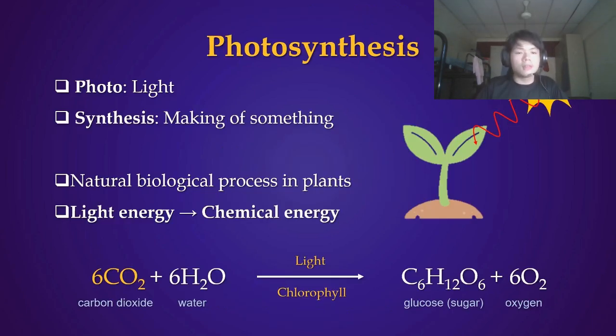Let's start with the definition of photosynthesis. Photo means light and synthesis means to make something. So literally, photosynthesis means to make something using light energy. As a well-known fact, photosynthesis is a natural biological process that happens in plants. The pigment called chlorophyll in the leaves absorbs sunlight radiation and turns surrounding carbon dioxide gas and water into glucose, also releasing oxygen gas to the surroundings.